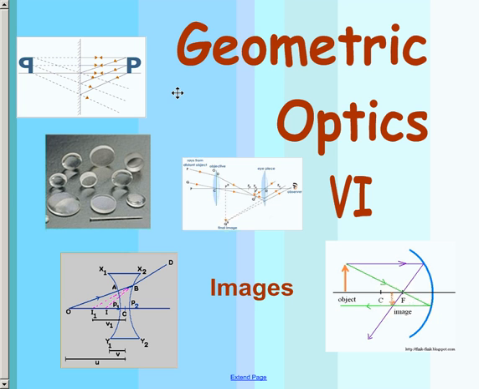Today what we're going to do is spend a little time talking about some of the images that we're making. So far we've learned to make images with flat mirrors, concave mirrors, and convex mirrors by using ray tracing. We're going to learn another way to do that today with some math. And then we're done with mirrors, which is kind of cool.